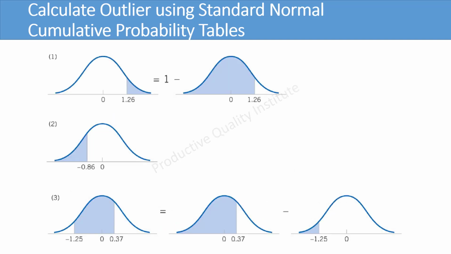To calculate the outlier, we have 3 cases. First, the outlier to the right of the upper specification limit, which is equal to 1 minus the shaded area. Second, the outlier to the left of the lower specification limit, which is equal to the shaded area. Third, the outlier right of the upper specification limit, in addition to the outlier left of the lower specification limit, is equal to the shaded area left of the USL minus the shaded area left of the LSL.